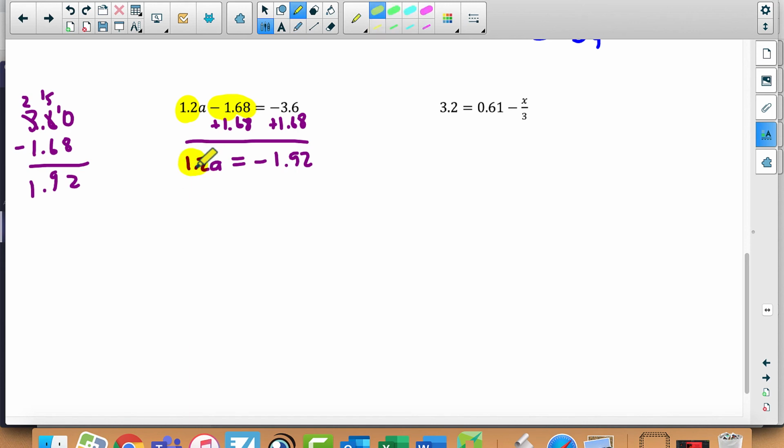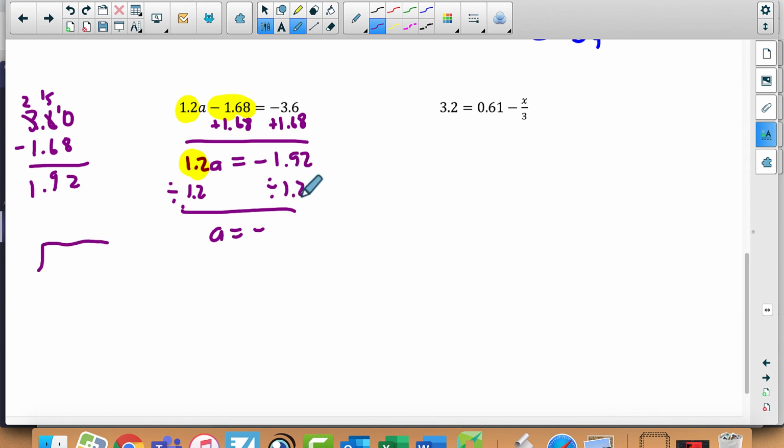You got to get rid of this 1.2. It's 1.2 times a, so we better divide by 1.2. What you do to one side, you do to the other. So a equals, because the 1.2's cancel. Look, we could do this by long division too. Negative divided by positive, so it's going to be negative, and we have to go 1.2 into this. But remember, we don't want the number out front to be a decimal. So let's move that decimal over one spot and get 12. And let's move this decimal over one spot and get 19.2.